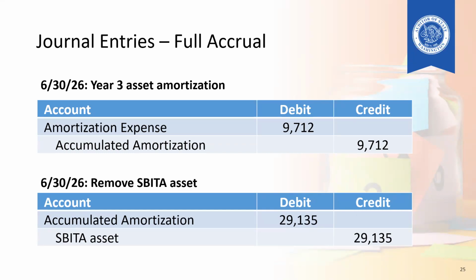Almost done here, just a couple more journal entries. At the end of that 3rd year, we still need to record the SBITA asset amortization, which is our same amount, $9,712. At this point, the accumulated amortization is the exact same amount as the SBITA asset that we recorded at the beginning of the contract. Now it's time to remove both of those from your books because by the end of year 3, you have used up the entire asset and it no longer exists. So you remove them by debiting the accumulated amortization and crediting the SBITA asset.